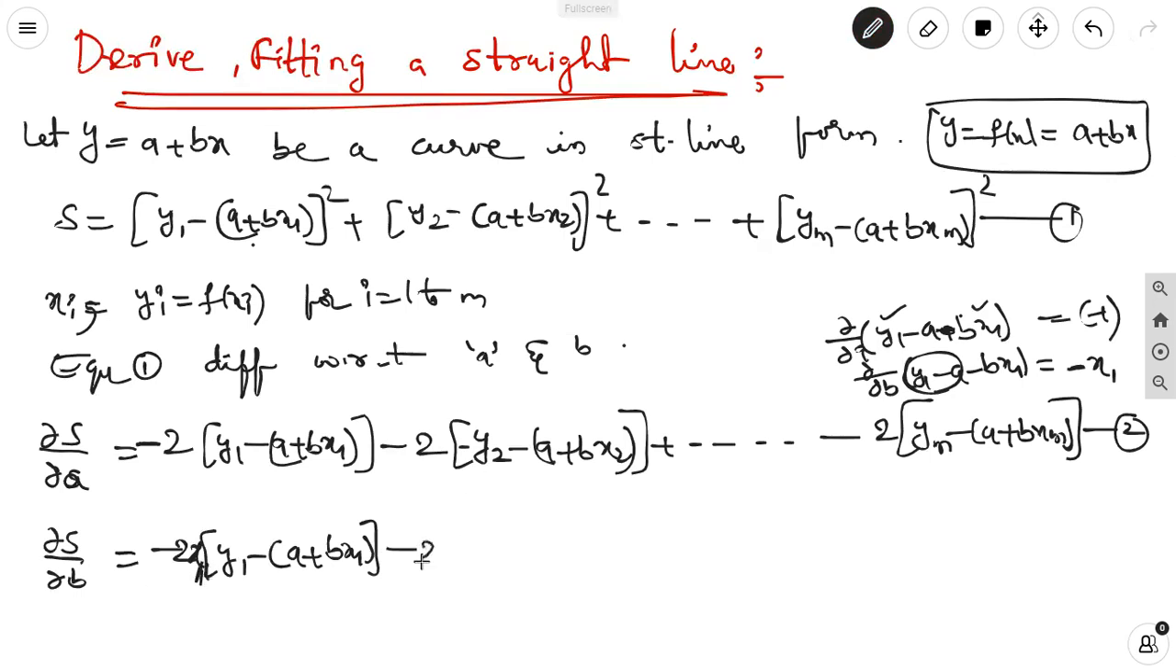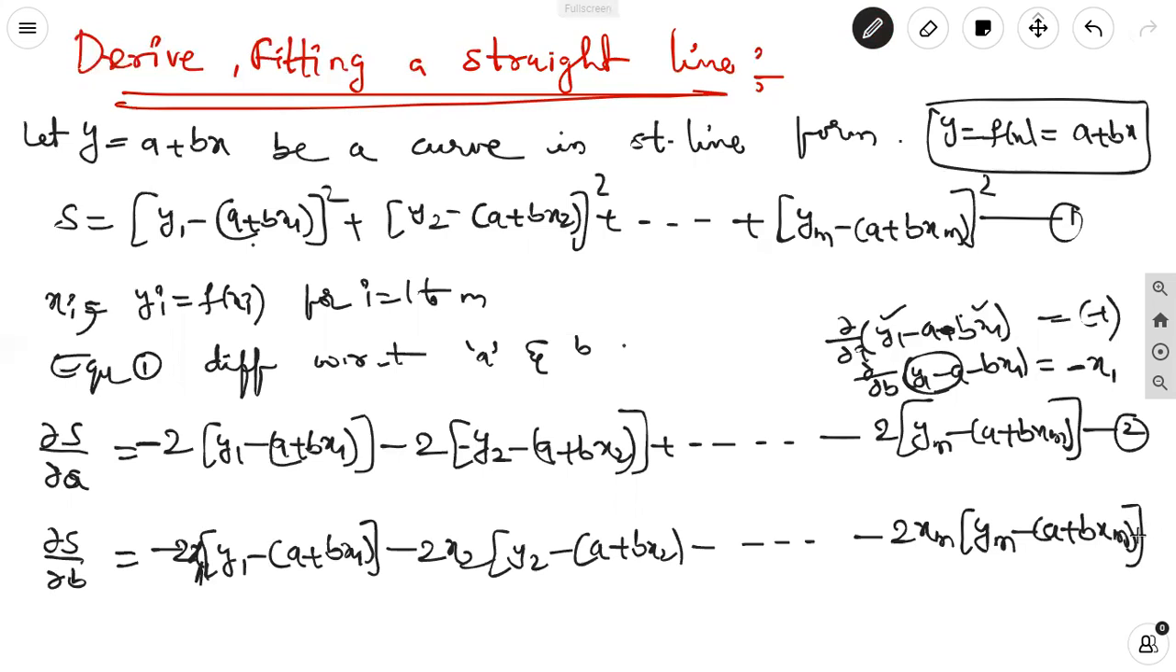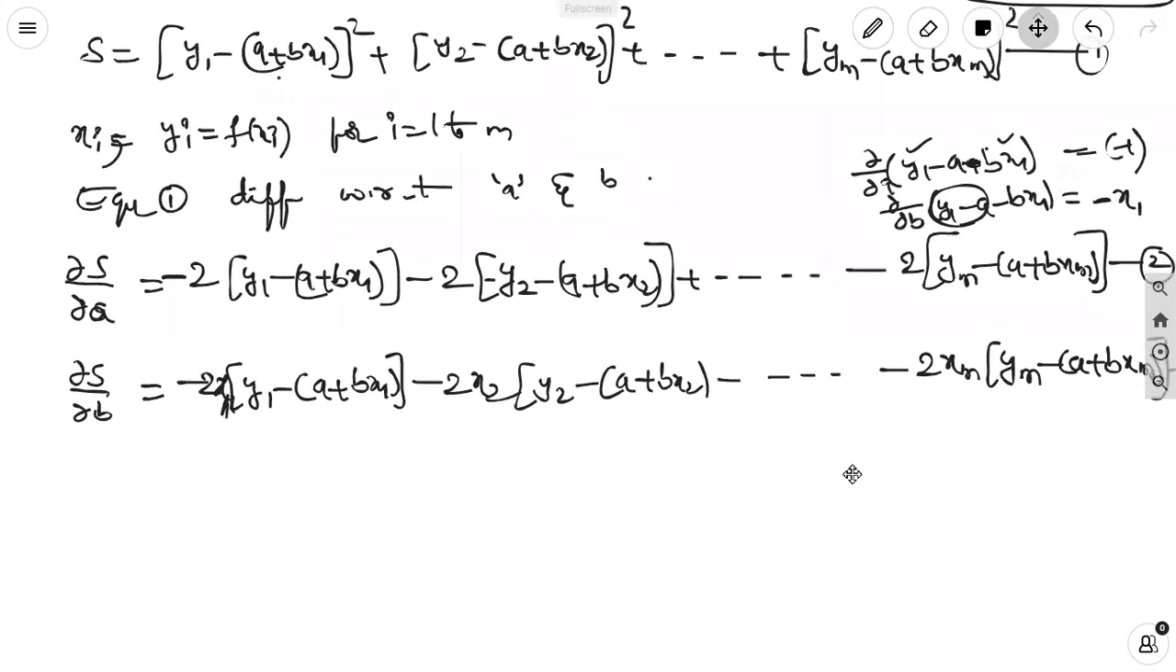In the similar way, minus 2x2 into y2 minus a plus bx2, and so on, minus 2xm into ym minus of a plus bxm. It is equation 3. Now we can simplify these equations.